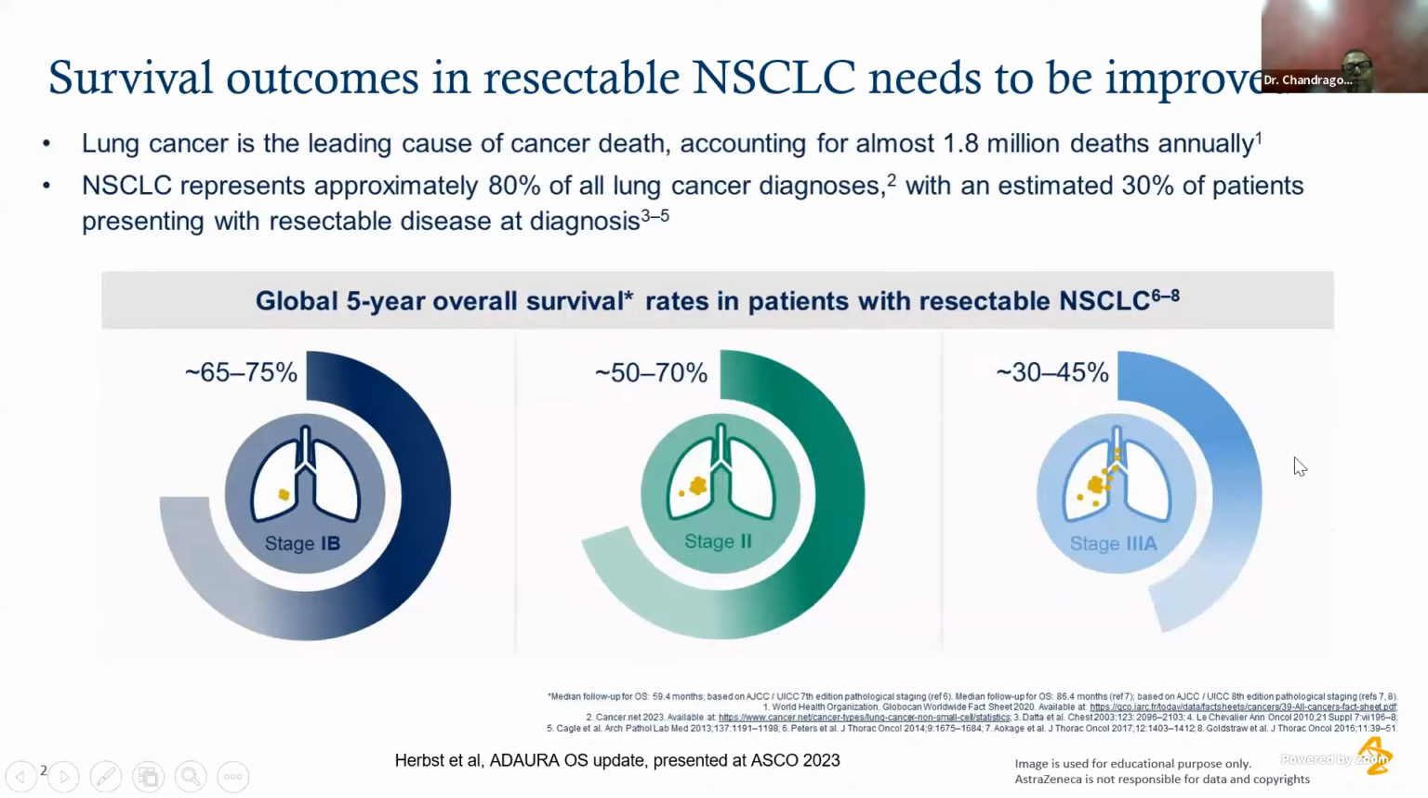So when you talk of survival outcomes in resectable NSCLC, it has definitely changed a lot in the last few years. In stage 1 and 2, where the majority are resectable, 2/3 used to have a 5-year survival. When it comes to 3A, that ratio is reversed. Only 1/3 would survive for 5 years. So that was the survival rate.